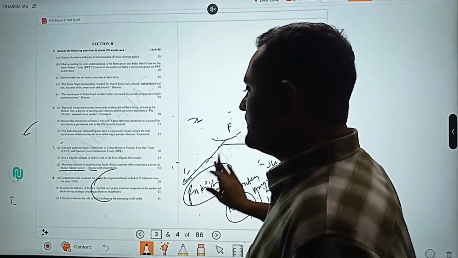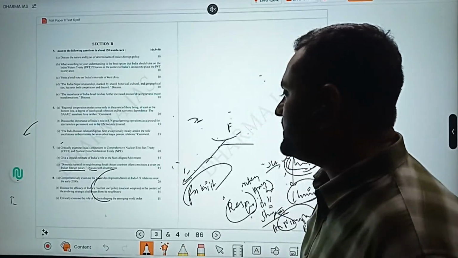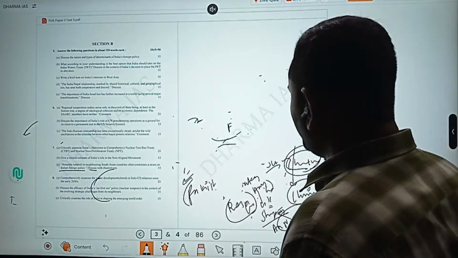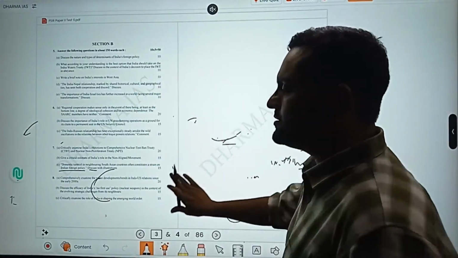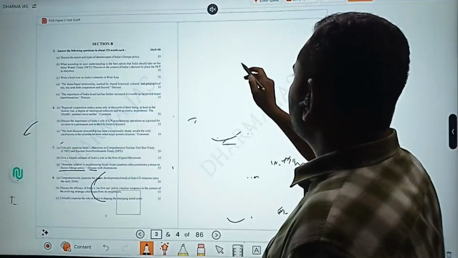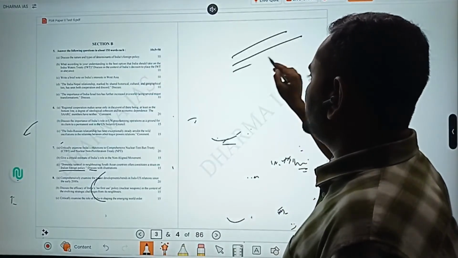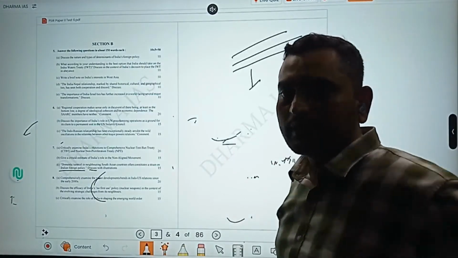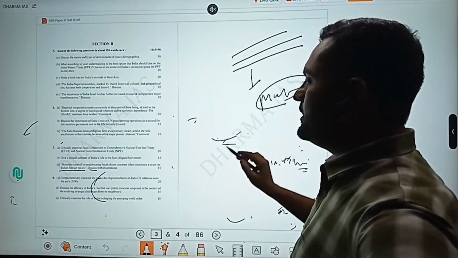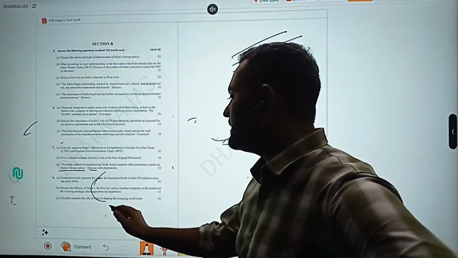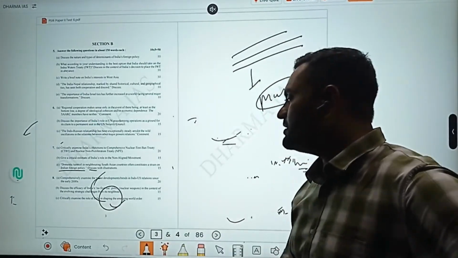Fine. Critically examine the role of India in shaping the emerging world order. Okay, distribution of power, that is world order, and it has had different phases. Okay, bipolar world order, multipolar world order, and hegemonic world order. Right now we are in multipolarity. And the question is asking to critically examine the role of India in shaping the emerging world order.